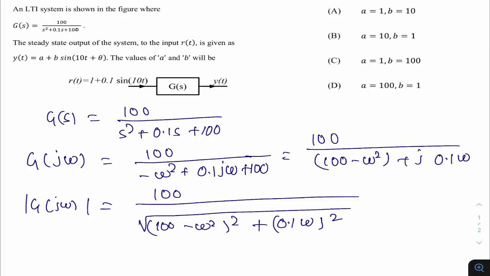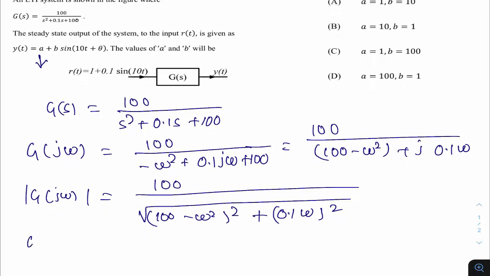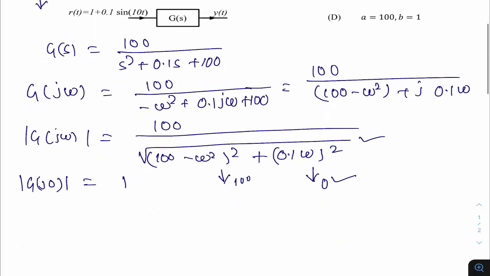Because in the input we have a DC term A, we'll be substituting ω equal to 0 here. If you substitute ω equal to 0, this term will definitely be 0, and this term will be 100 squared, and again you have a square root, so it will be 100, and the numerator is also 100. So at ω equal to 0 this gives 100 by 100, which is 1. So G of j0 is 1.